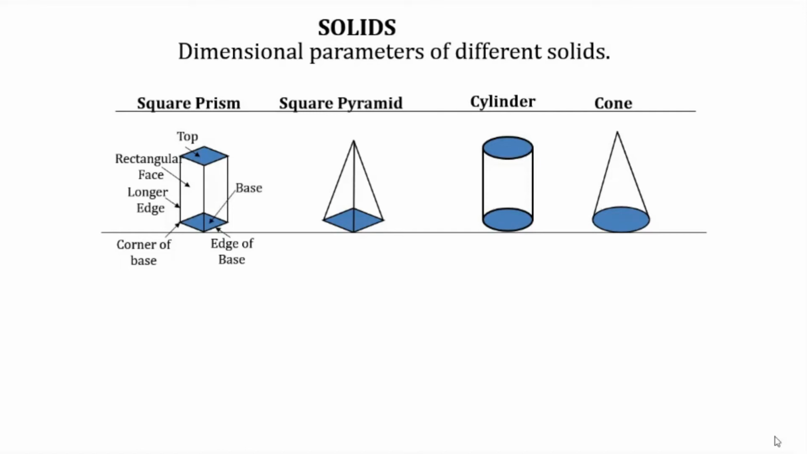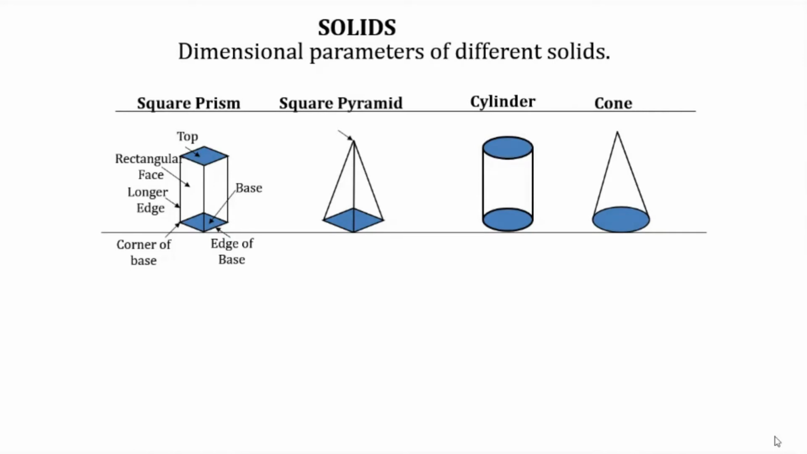And this is the base. The base is the face which is opposite to the top. Top and base will be square in the case of a square prism. It will be a triangle in the case of a triangular prism. It will be hexagon in the case of a hexagonal prism. It will be pentagon in the case of a pentagonal prism, etc. That goes on.